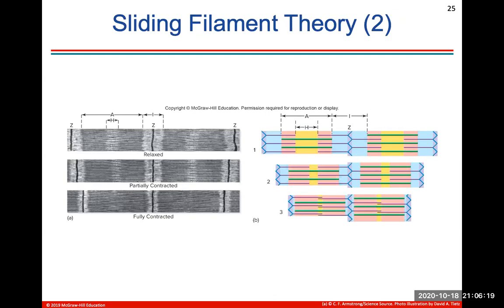So this is a look at the sliding filament theory, which describes muscle contraction. Here's a relaxed muscle, and you can see how partially contracted and fully contracted it basically shortens the sarcomere, because the thick and thin filaments, shown with the thin line and the thicker green line, are just sliding past each other.